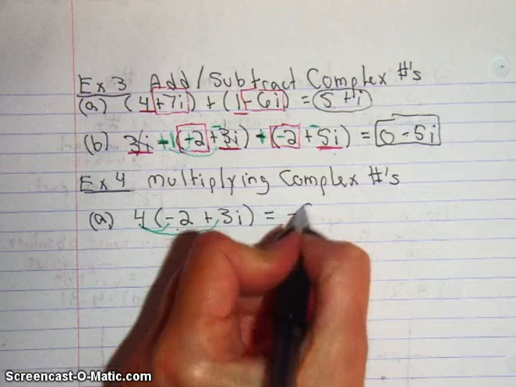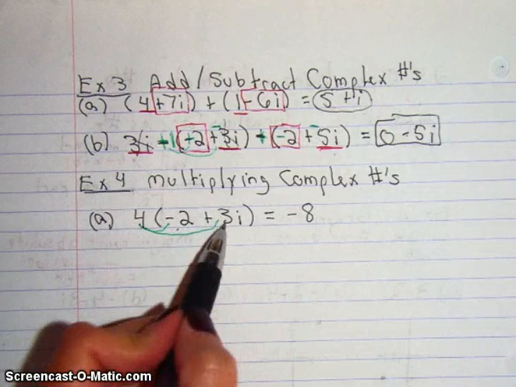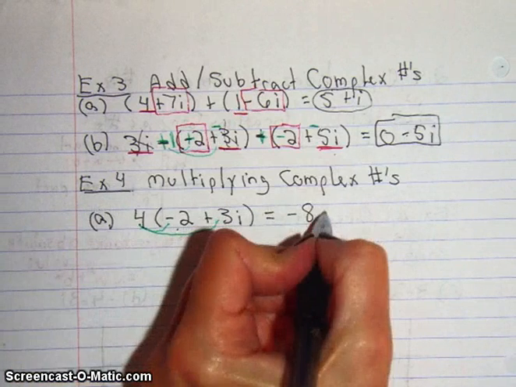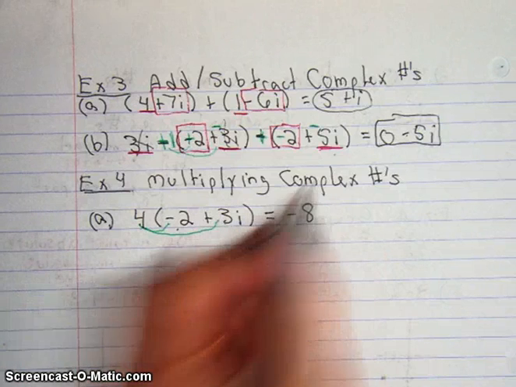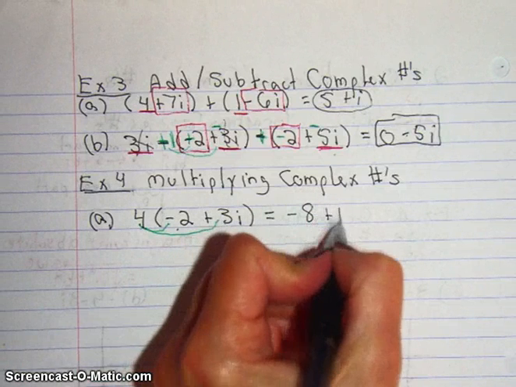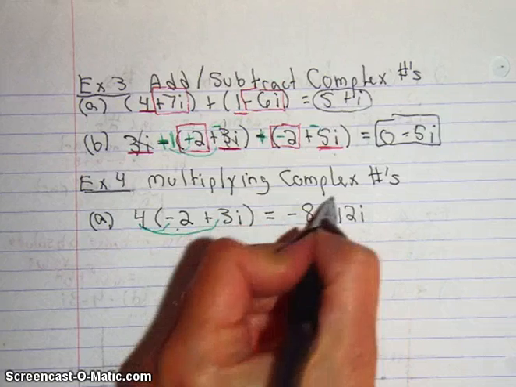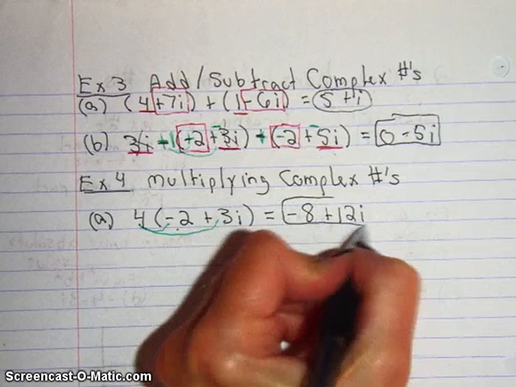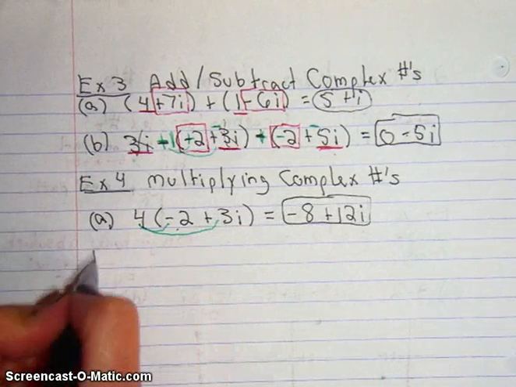4 times negative 2 is negative 8, and 4 times positive 3i is what? 12i. Positive or negative? Okay. And Christian, is this in true complex form? Yes, it is.